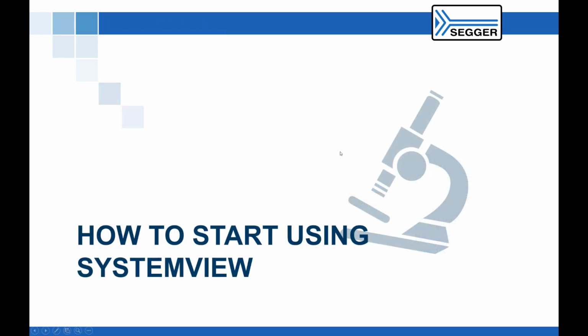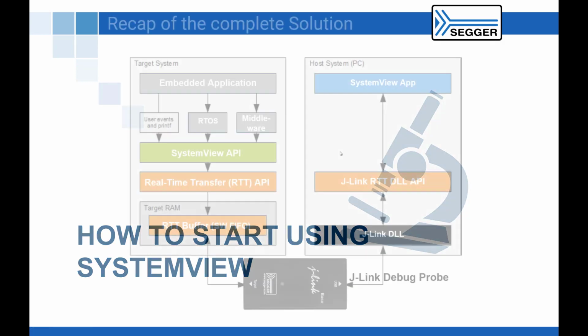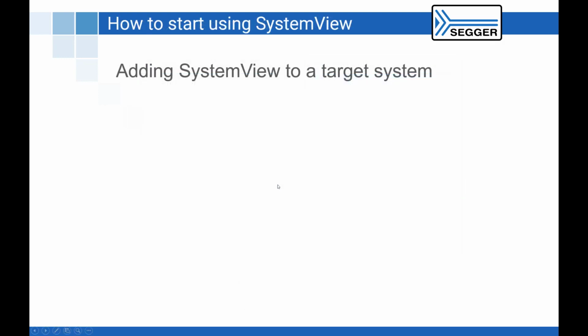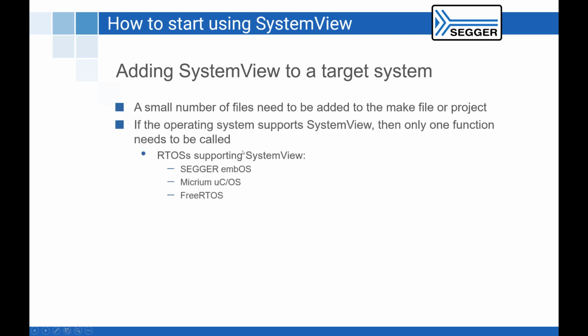If you're interested in how to use SystemView, you know the whole solution now. I don't think I need to spend a lot more time on this. So how do you get started? Well, how to add SystemView to your target system first. As I mentioned, it is done with instrumentation. You need to add a small number of files to your project and compile them with your application. If you're using an operating system and that operating system is already instrumented for SystemView, then you only need to call one function and you're done.